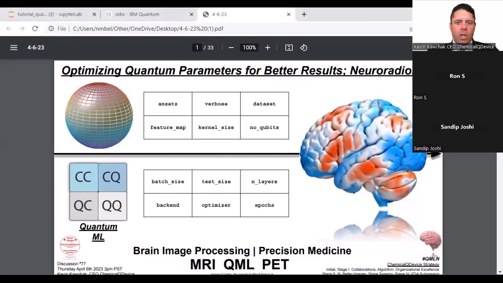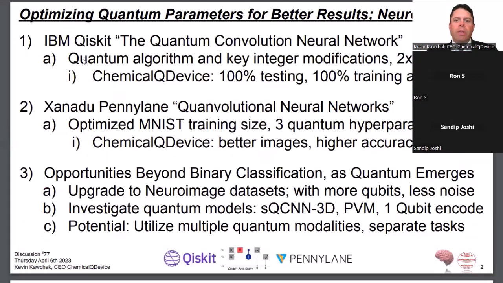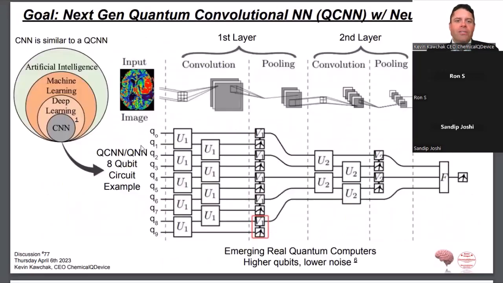Should be like this. So this is the presentation, the bulk of it. And basically it's a bunch of results, this IBM Qiskit, and I showed you these two. In this first one, I was able to get 100% testing, 100% training accuracy. The Xanadu one increased the accuracy, decreased the loss significantly, and got better images. And where is everything going? It's a mix of keeping an eye on the hardware, bigger qubits, less noise kind of stuff.